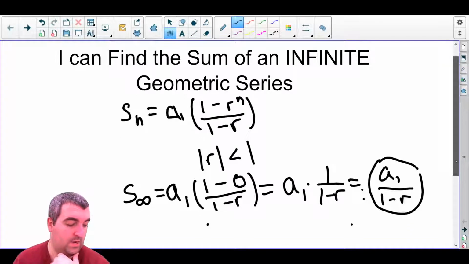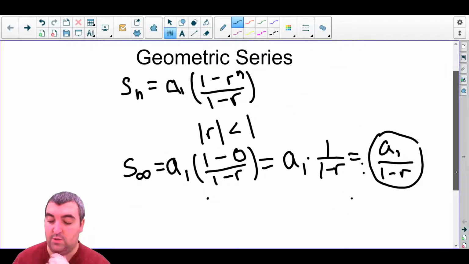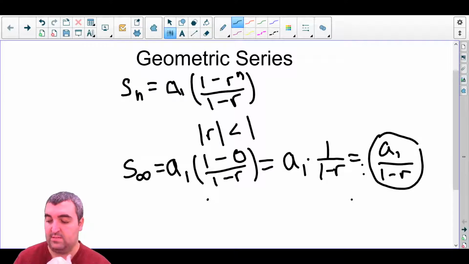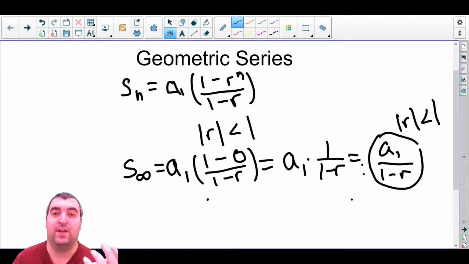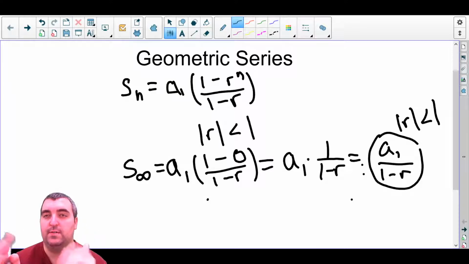So let's just do a quick example. With this formula, you also have to know that the absolute value of r has to be less than 1. So it could be negative, it could be positive, but it's got to be between 0 and 1 as far as the absolute value goes. If it's not, then you cannot find the infinite sum.